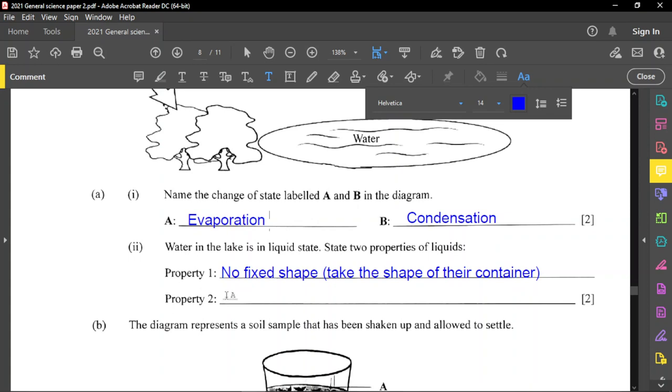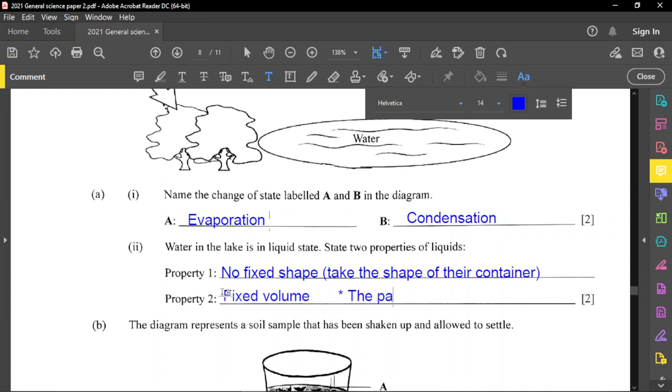The other property here that we can mention is that liquids have a fixed volume. Okay. Another property that we can mention here is that the particles are moderately fast. So the particles in liquid.